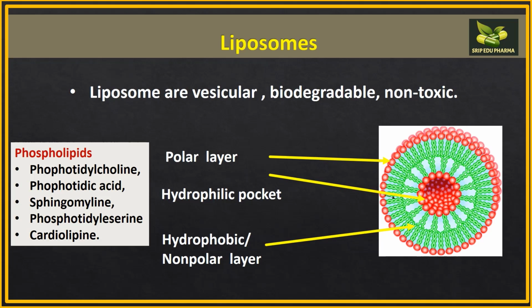The first category that we will see is vesicular systems. In vesicular systems, first is liposomes. Liposomes are biodegradable, non-toxic in nature, and these are vesicles composed of a lipid membrane enclosed in an aqueous volume. They are formed when a matrix of phospholipids is agitated in aqueous medium to disperse the two phases. In liposomes, phospholipids are used, and examples of phospholipids are phosphatidylcholine, phosphatidic acid, sphingomyelin, phosphatidylserine and cardiolipin.